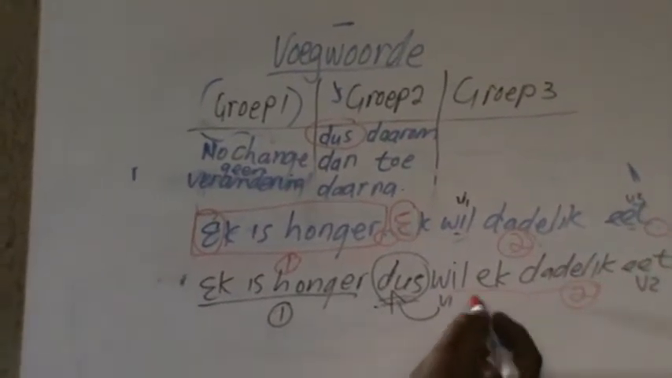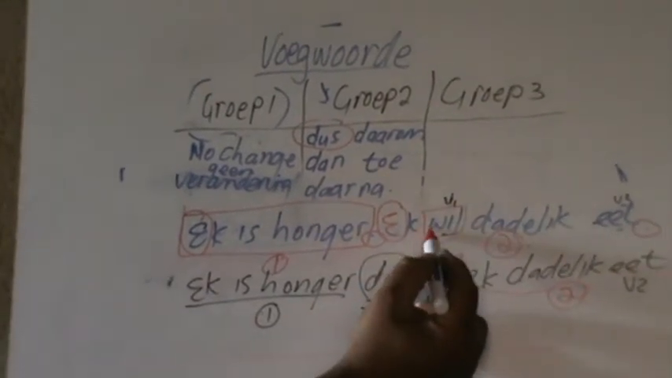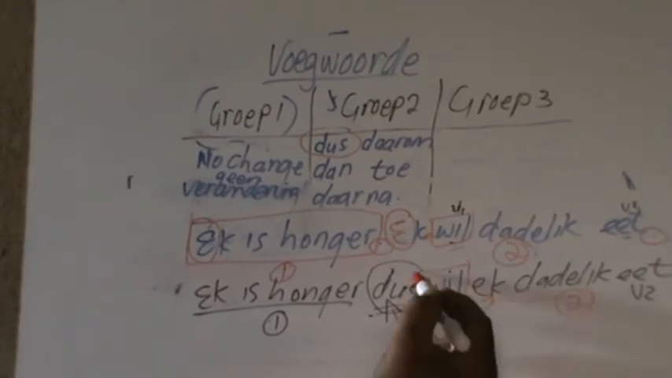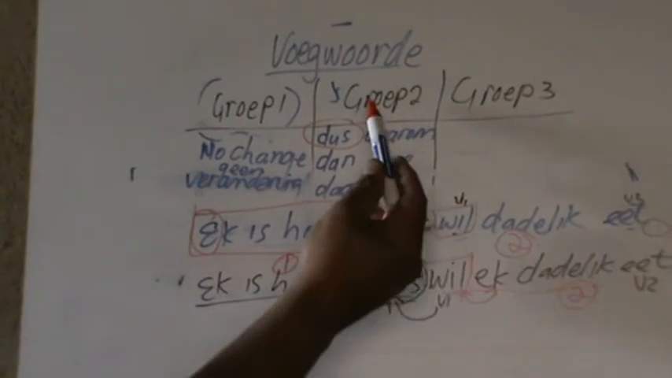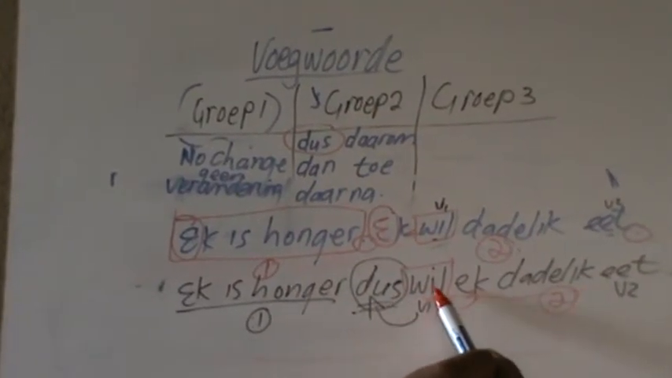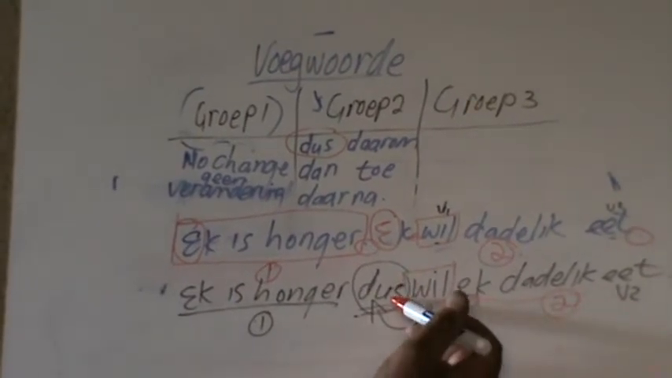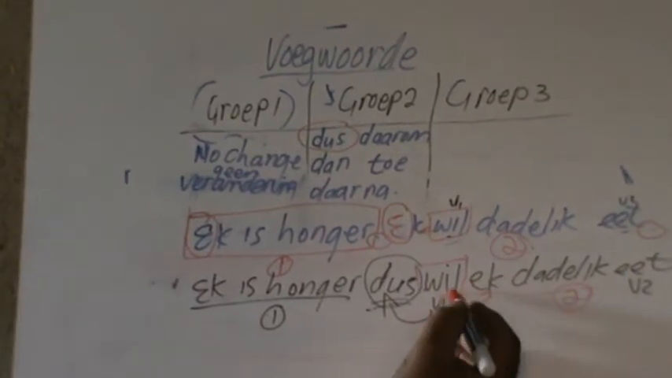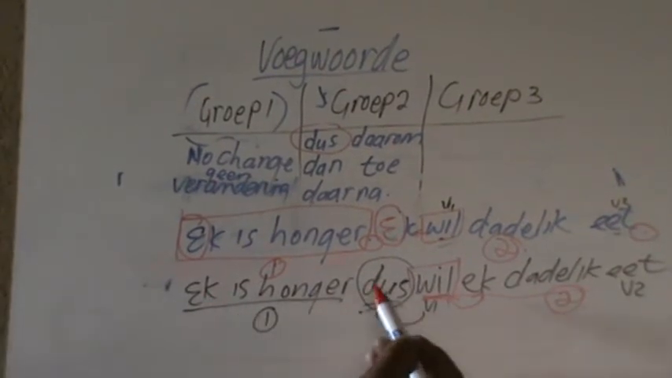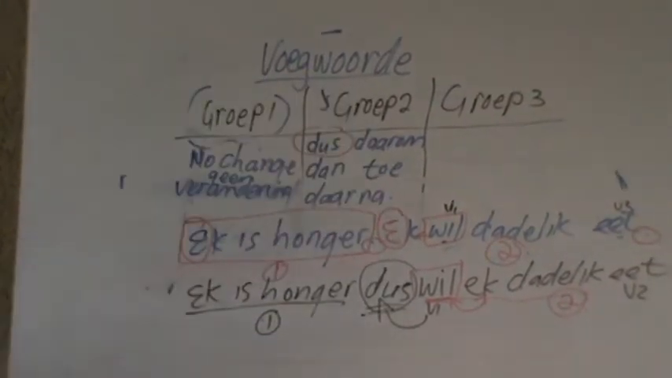Changes have taken place. My verb here has moved, where there is will after ek, and it has now switched position with ek, because we used a conjunction in group 2 that states that the verb has to come directly after the conjunction. So our verb 1 will directly move after our conjunction. Ek is honger, dis wil ek dadelijk eet. Alright, so that's group 2 conjunctions.